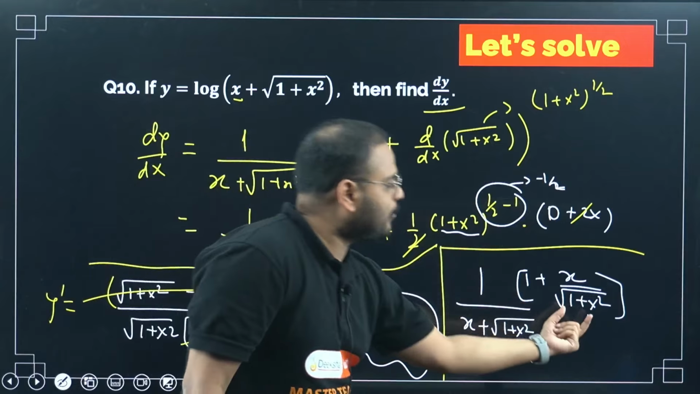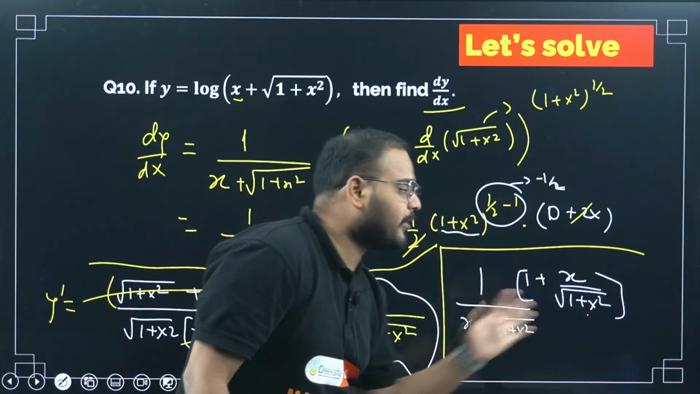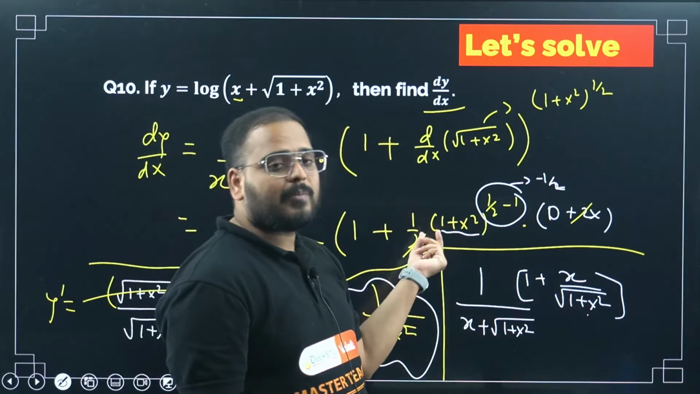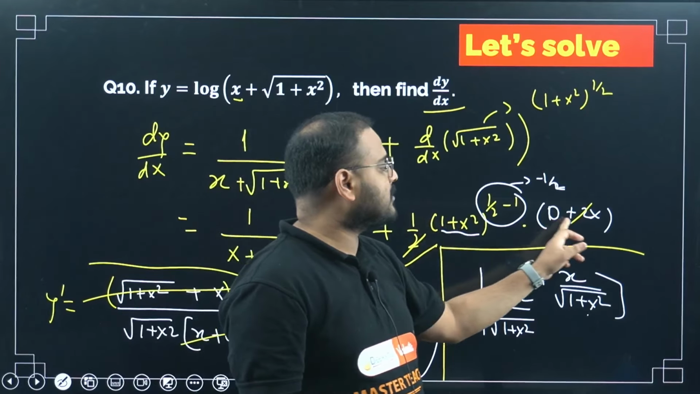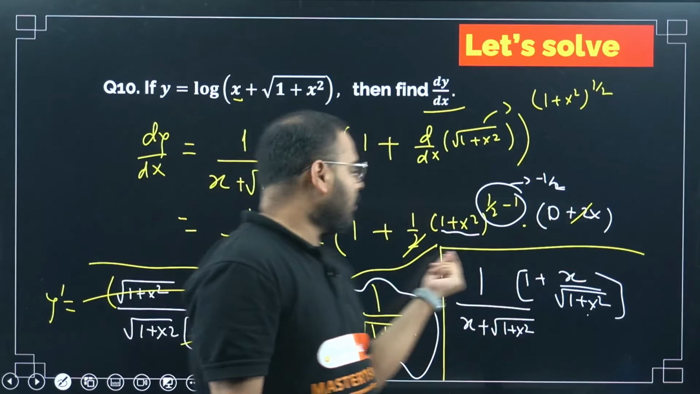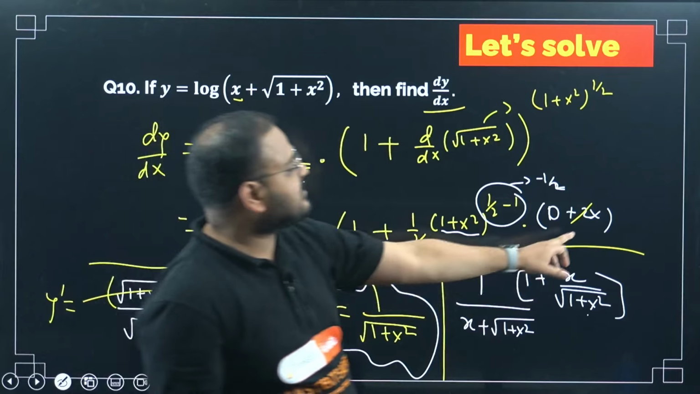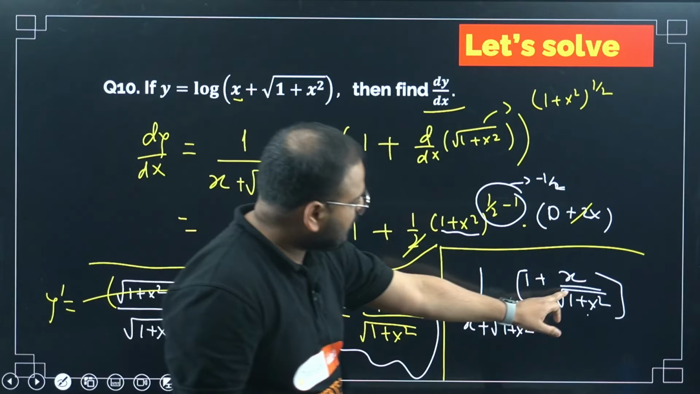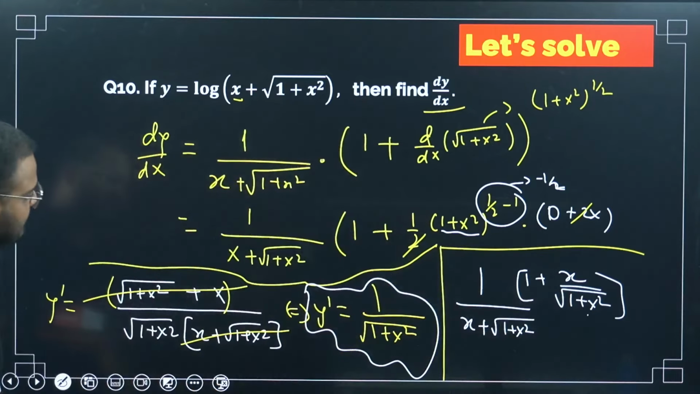So the root is in the denominator like this: 1 plus x square, the root in the denominator. Again I applied the chain rule over here. For 1 plus x square, the chain rule gives 0 plus 2x. The 2 and 2 cancel over here, and I have x left. I wrote x as it is.